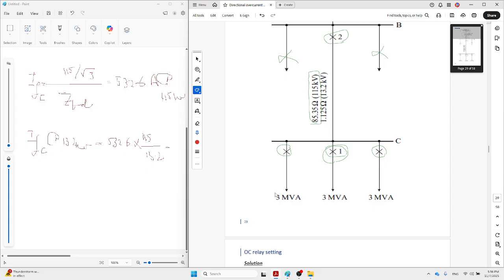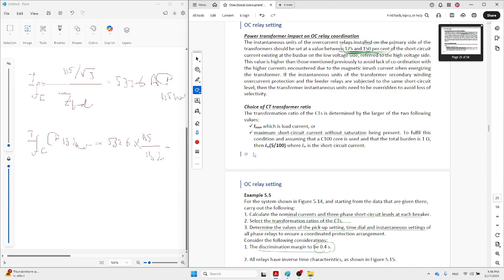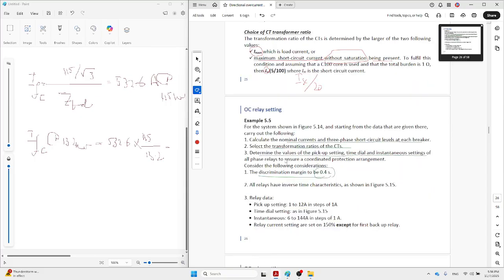As I mentioned in the class last session, face-to-face, the CT selection is done in two ways. The first one, we have to calculate the nominal current, and then using the nominal current, find out the CT. The second one, we should calculate the maximum short circuit current without saturation for the CT, which is I short circuit divided by 20, or as you can see here, 5 over 100.